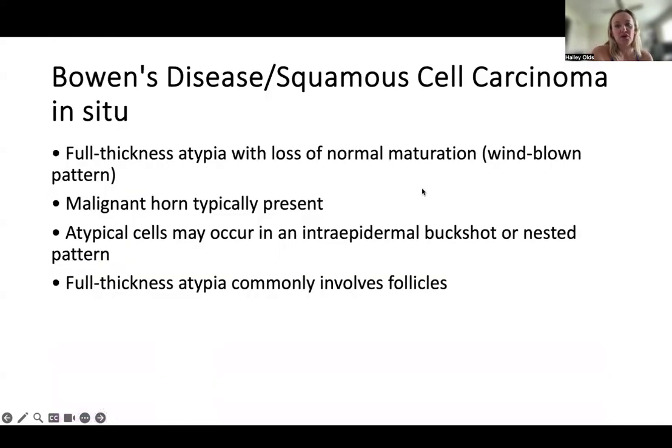So this is Bowen's disease or squamous cell carcinoma in situ. So this is when you have full thickness atypia. Like if you flipped it upside down, you wouldn't be able to tell which side was up, which side was down. And then the atypical cells may be in an intraepidermal buckshot or nested pattern too. So you can have pagetoid Bowen's disease, which would kind of look like that.